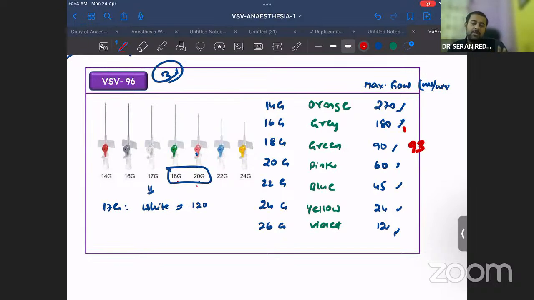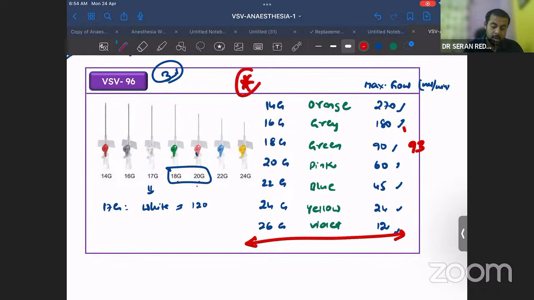14 gauge cannula is orange in color, and the maximum flow is 270 ml per minute. 16 gauge cannula is gray in color, 180 ml per minute. 18 gauge cannula green in color, 90 ml per minute. 20 gauge cannula pink in color, 60 ml per minute. 22 gauge cannula blue in color, 45 ml per minute. 24 gauge cannula yellow in color, 24 ml per minute. 26 gauge cannula violet in color, 12 ml per minute. This is very, very important. Spend 30 seconds seeing this and these colors.